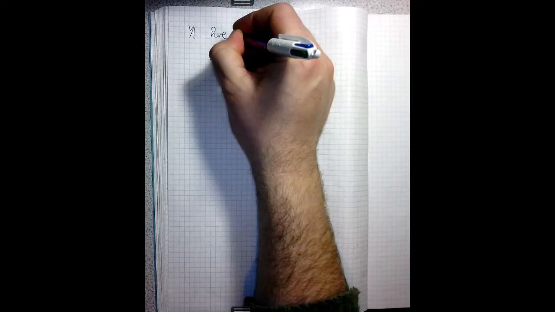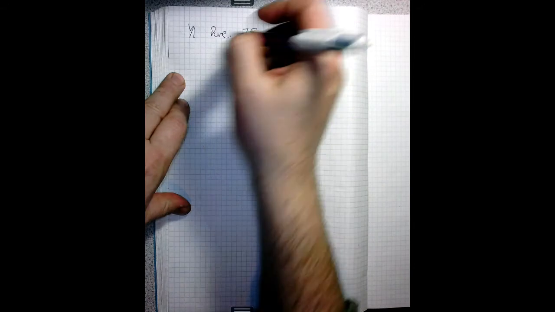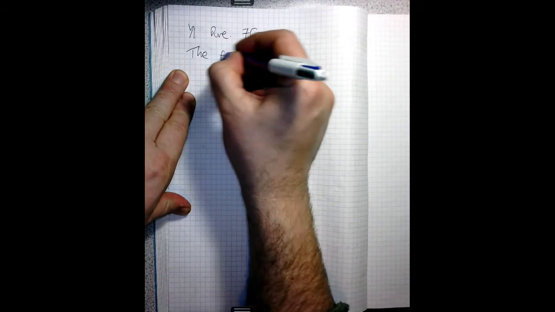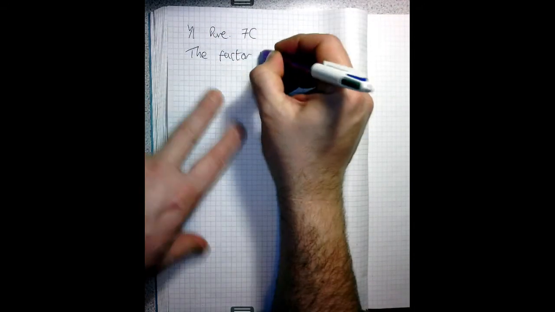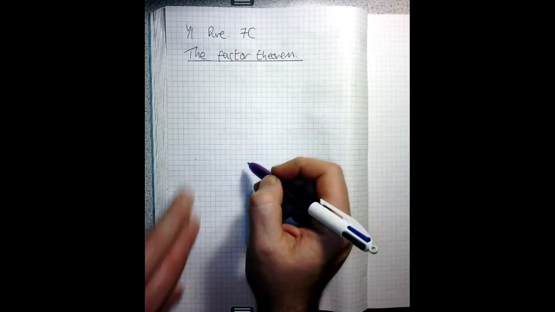We're looking at 7C, the factor theorem. Now, some of us have seen this before at Further Maths GCSE. We actually already know this.